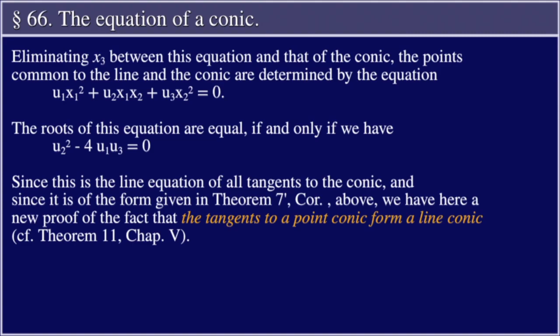The roots of this equation are equal if and only if we have u2² − 4u1u3 = 0. Since this is the line equation of all tangents to the conic, and since it is of the form given in Theorem 7' Corollary above, we have here a new proof of the fact that the tangents to a point conic form a line conic, namely Theorem 11 of Chapter 5.